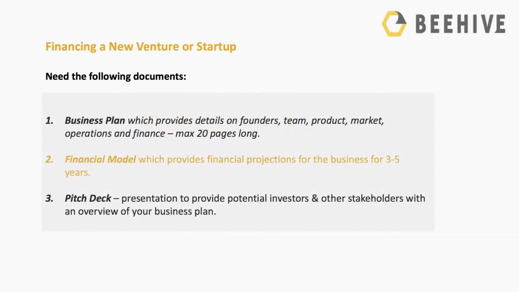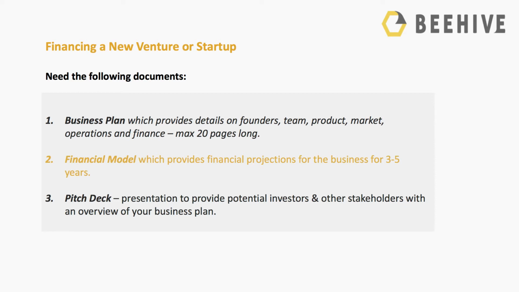When a startup is looking for finance to develop and scale the business, the following documents are usually required. The first of these is the business plan, which details everything about the founders, the team, product, market, operations, and finance. This document should ideally be a maximum of 20 pages long. If it's any longer, nobody will read it.